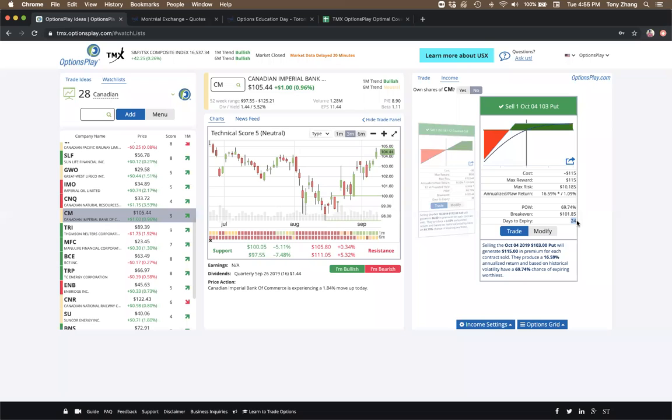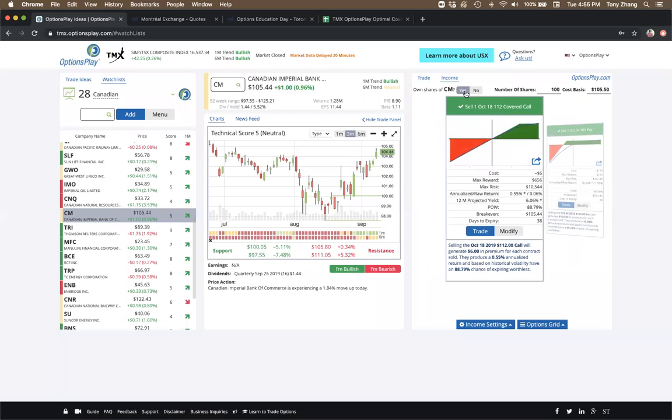Now, let's say the stock actually executes. Let's say a month later, the stock is at 102, and now you own the stock at 103 plus the 115 discount. That's when you want to start thinking about selling covered calls. So this is telling you to sell the October 18th 112 covered call.